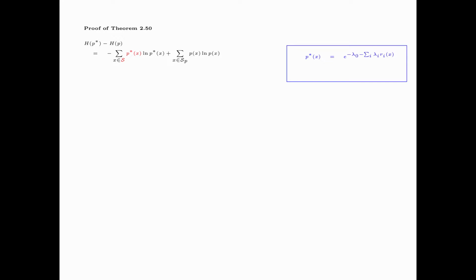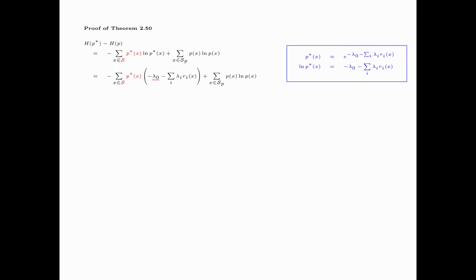We now fill in the details of the proof. First, the entropy of P star minus the entropy of P is equal to this, as we have seen. Now P star of x is equal to e to the power minus lambda_0 minus summation i lambda_i R_i(x). And so the natural logarithm of P star of x is equal to minus lambda_0 minus summation i lambda_i R_i(x). So we substitute this expression for log P star of x.